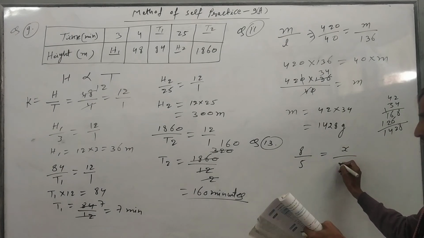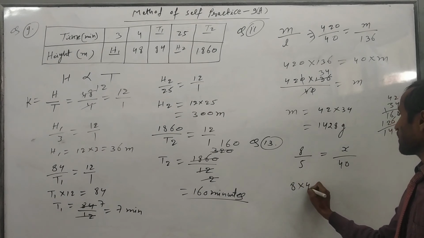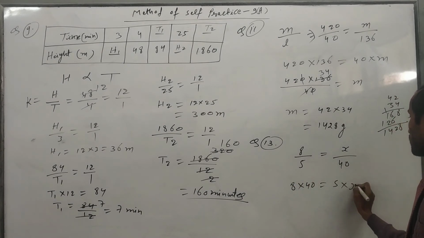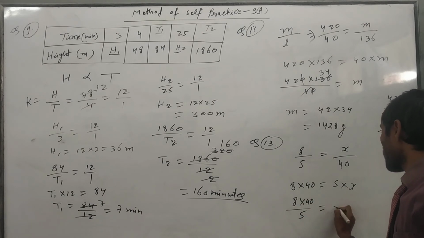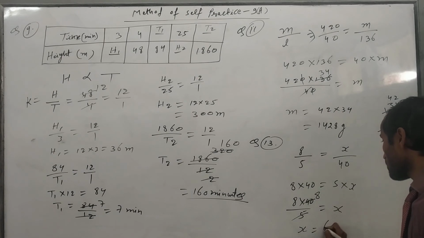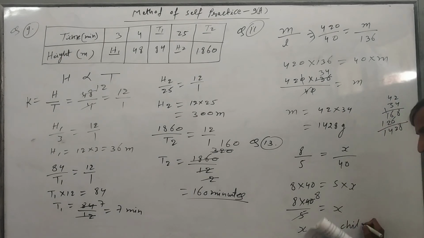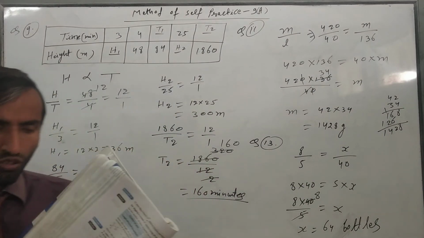So x upon 40, just you cross multiply here. So 8 into 40 is equal to 5 into x. So again x is 8 into 40 upon 5. We can cancel out, it will come 8 is 64. So 64 bottles are required. 64 bottles are required. Okay, for this much 40 children. Now 14th question, just try yourself.